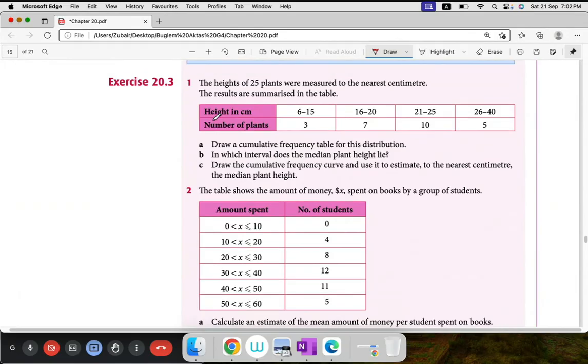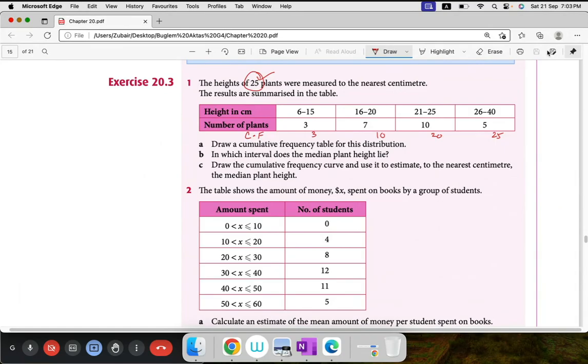Now, it says the height of 25 plants. One thing is 25, that is just the total. It says 25 plants were measured to the nearest centimeter. The results are summarized in the table. Draw the cumulative frequency table. So cumulative frequency is 3, 3 plus 7 is 10, 10 plus 10 is 20, 20 plus 5 is 25. This last number also ensures, if it matches, that I did it correctly.